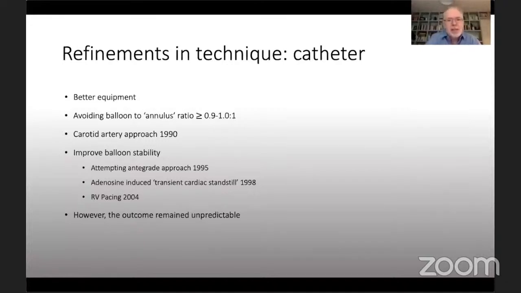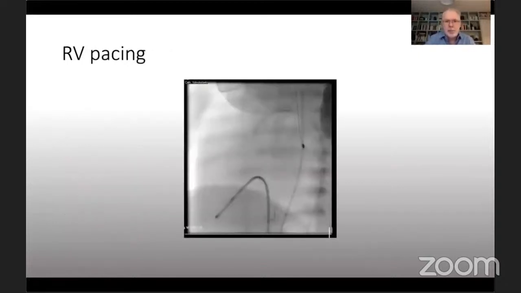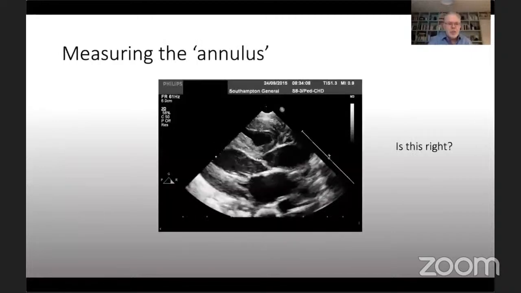Then there's the so-called transient cardiac standstill approach using a big dose of adenosine, and it was difficult using this technique to time the standstill with the balloon dilation. And then right ventricular pacing, which reduces cardiac output by pacing the right ventricle quickly. And this does help to improve balloon stability. However, it must be said that following balloon dilation, the outcome remains unpredictable. This is just a slide showing right ventricular pacing. I also draw your attention to the guide wire, which is in the wrong position, and being posterior, it can risk damaging the mitral valve and even go through the leaflets of it.